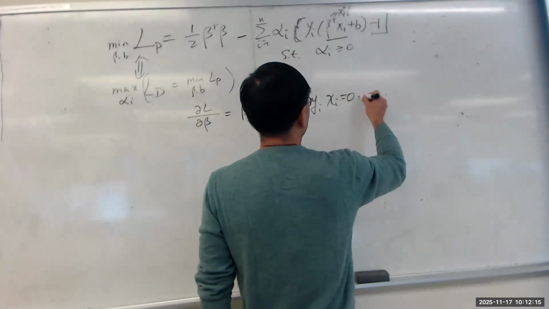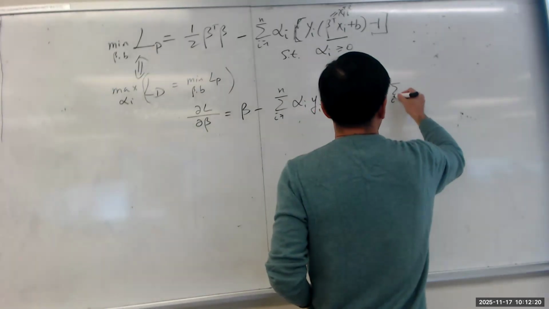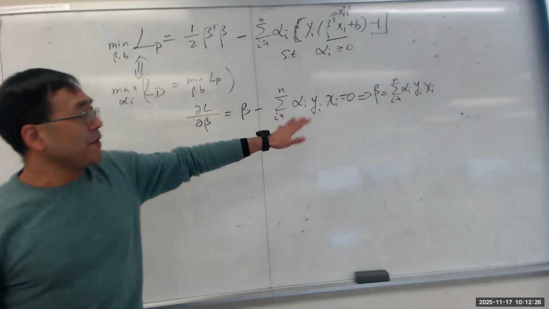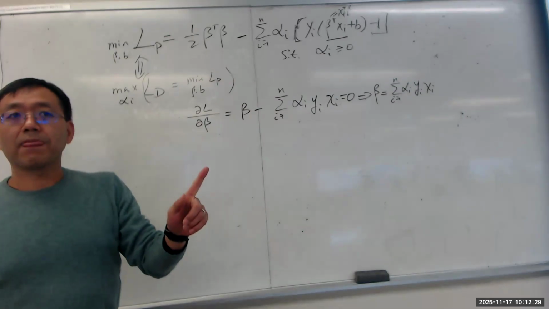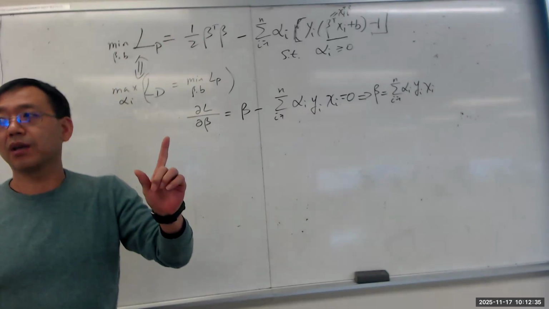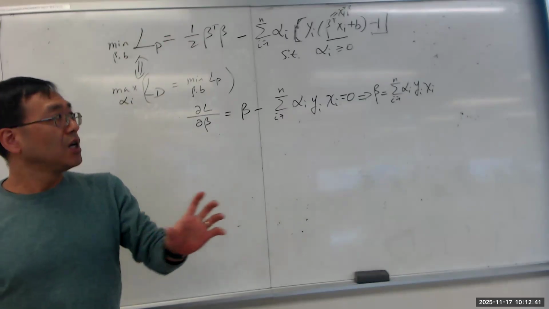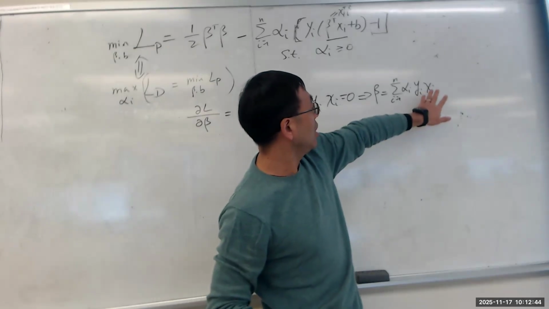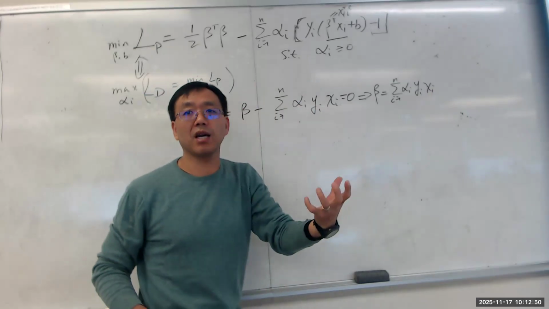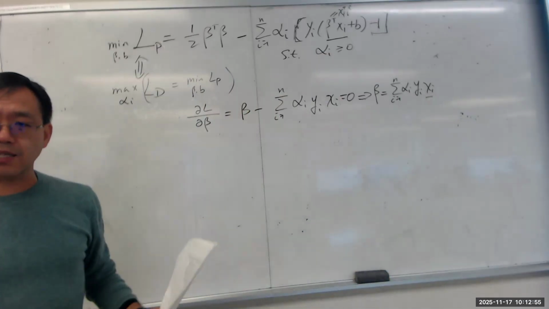Setting this equal to 0 gives beta equal to the summation, i from 1 to n, of alpha i yi xi. Notice here alpha i is a Lagrange multiplier, a scalar. yi is the classification, equal to 1 or -1, also a scalar. xi is a vector of length equal to the number of features. So beta is a summation of a bunch of vectors, like a weighted vector, a summation of the xi's, the different points.